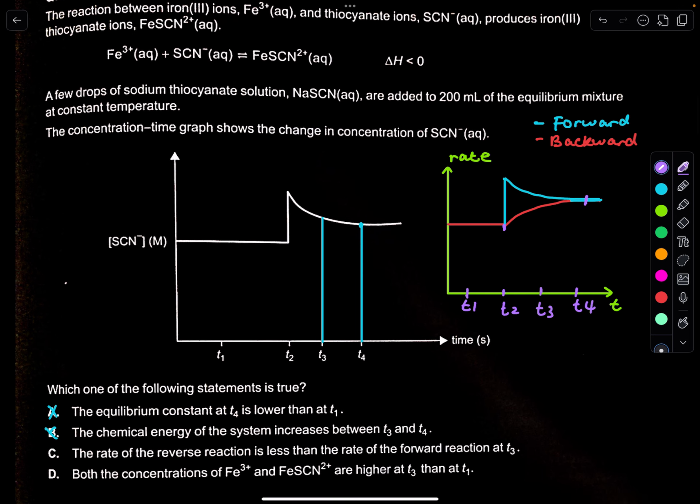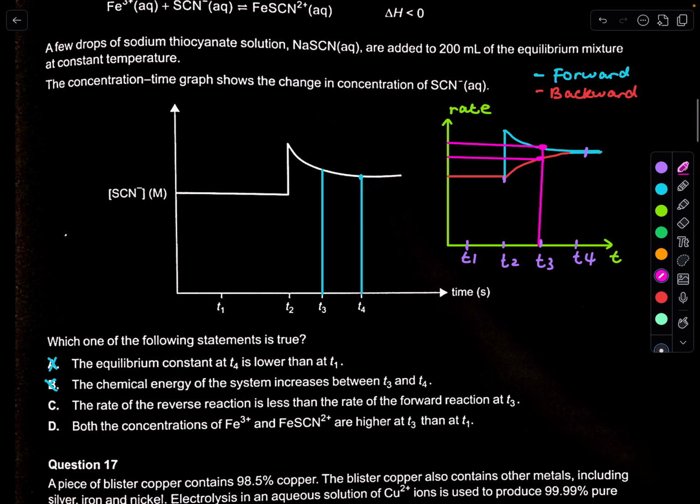It says the rate of the reverse reaction is less than that. So let's actually look at these. I'm going to use this color here to really look. So at T3, this is the rate of it, so around here. And this is the rate of it here. So we can see that the rate of the forwards is actually larger than the rate of the backwards. The rate of the reverse reaction, the red one, is less than the rate of the forward at T3. Yes, it actually is. That makes sense. So I'd say C is the answer there.